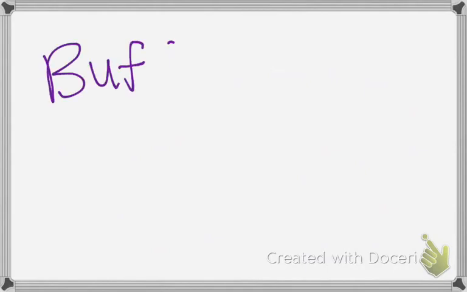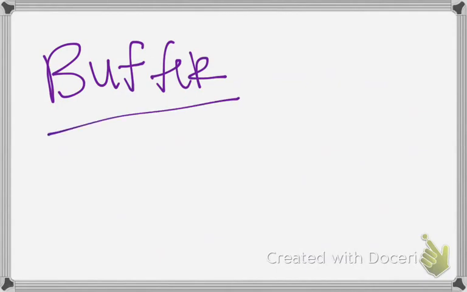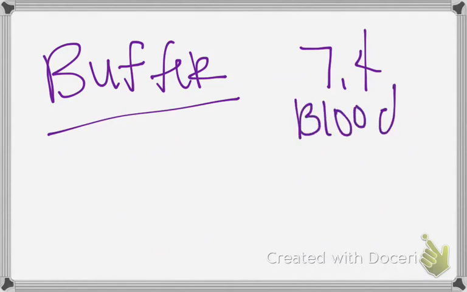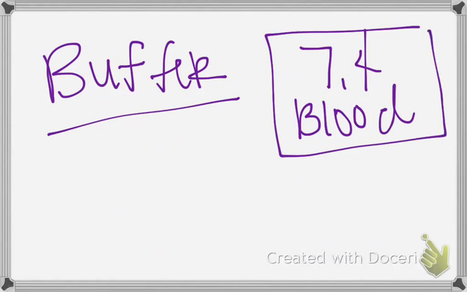Alright, a buffer, and that's the last part of the notes, is a molecule that resists change in pH. So you have a buffer in your body that won't let your blood get too acidic or too basic. Your blood has a pH of 7.4. So if it ever gets acidic, then the buffer can release OHs and make it more basic. Well, if your blood ever gets too basic, the buffer can release hydrogens and make it more acidic.